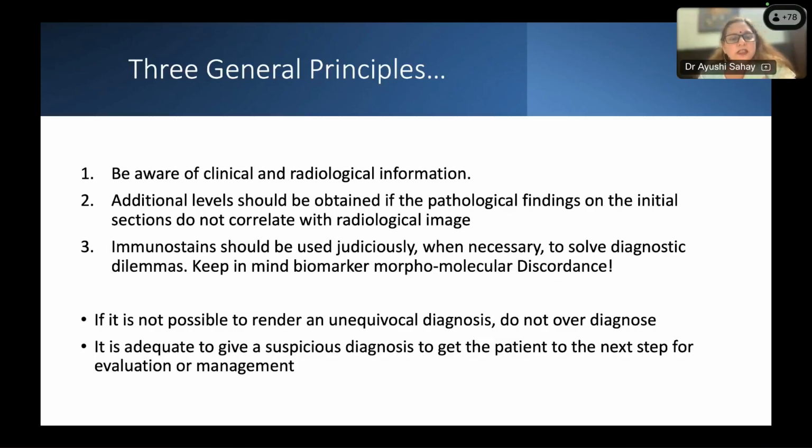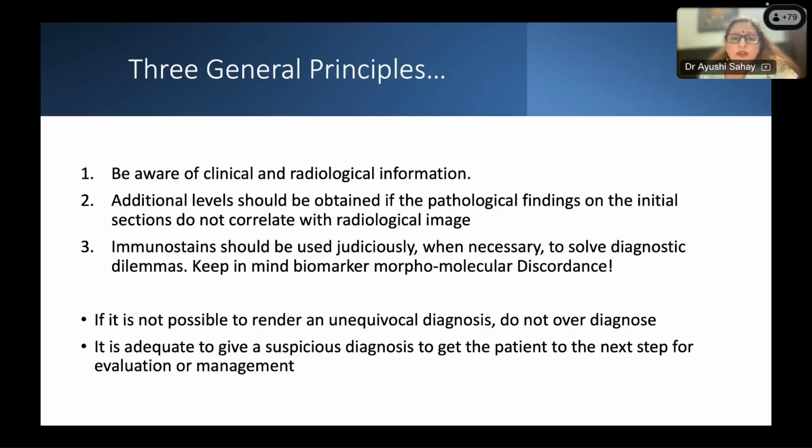Basic 3 general principles. Again, as I said, you have to be aware of the clinical and radiological information, obtain additional levels if the pathological findings do not correlate with the radiological findings, and immunostains should be used judiciously when necessary to solve diagnostic dilemmas. And you always have to keep the morphology in mind when you interpret the immunohistochemistry and check whether they are concordant.